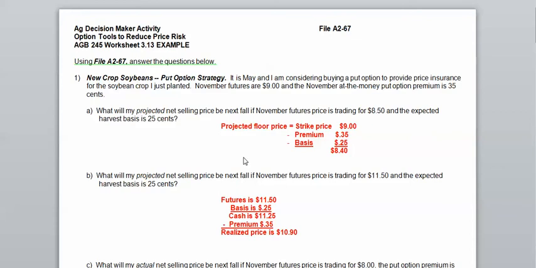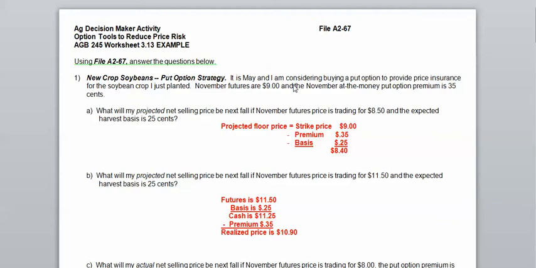With an option, the neat thing is that we get to set a floor price. If price goes up further, we get to take advantage of it. The downside of an option is that it costs us money in the form of the premium. The premium is the cost or the price that we have to pay to own the option. Options are traded on the open market just like futures contracts, and so therefore we need to pay those premiums to make sure that we can obtain that option contract. Okay, so let's go ahead and take a look.